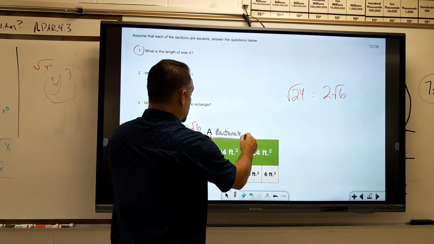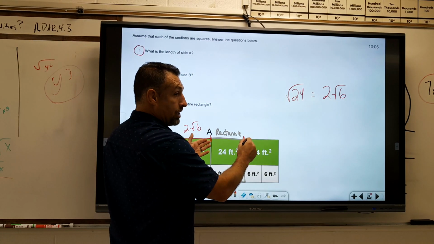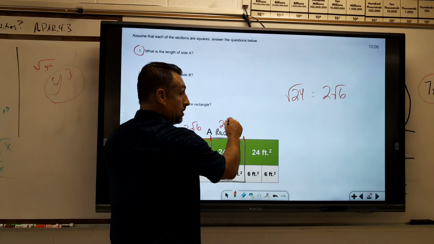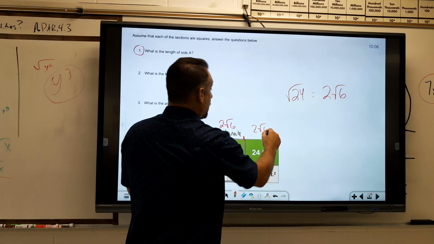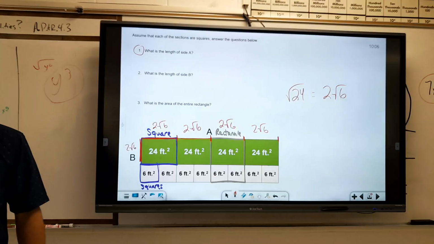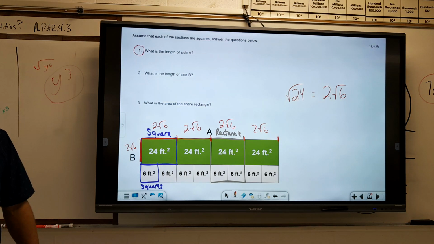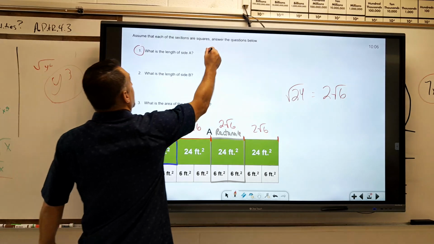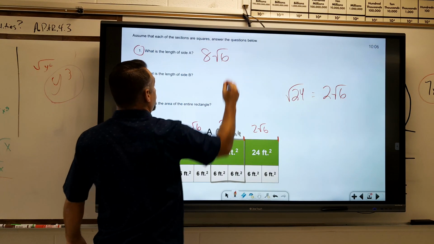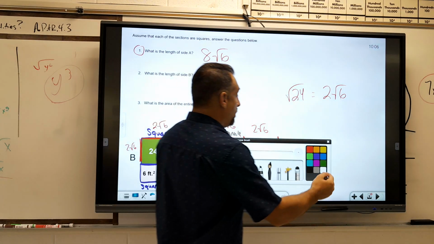And then right here, this will also be, Jackson, you alive? And here to here is 2 root 6. Can we find the length of side A? Yes. We can add all those up. 8 square root 6. So the length of side A is 8 square root 6. Fantastic.